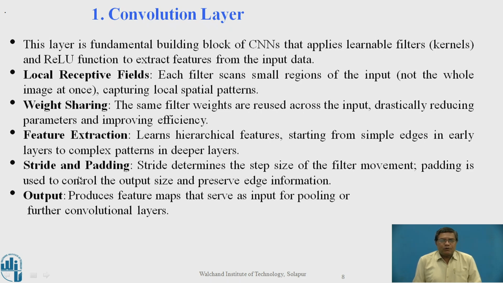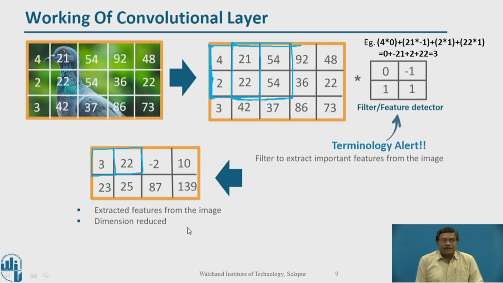It uses the concepts of stride and padding. Stride determines the step size of the filter movement, and padding is used to control the output size and preserve the edge information. The output is a feature map that serves as an input for the pooling layer or for further convolutional layers.